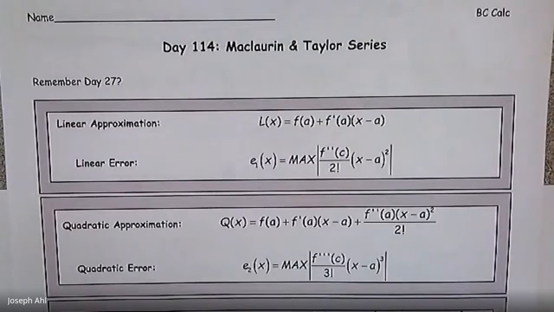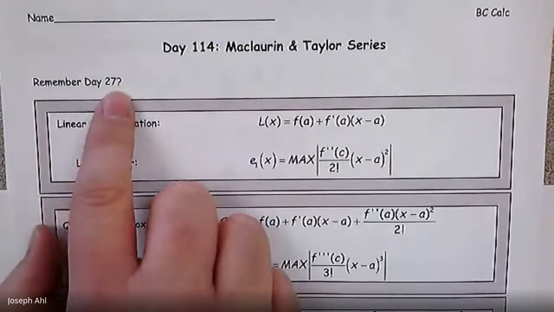Day 114 is a fairly quick introduction into what are called Maclaurin and Taylor series. So kind of really bringing together a lot of the information that we've looked at within determining whether or not series converge and diverge. And then as we've headed through power series and all of that information, this is kind of what we've been building towards.